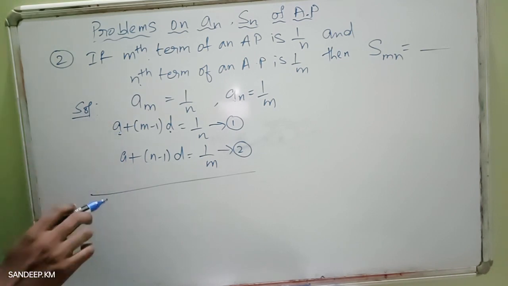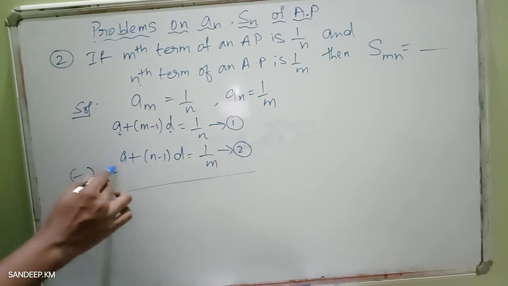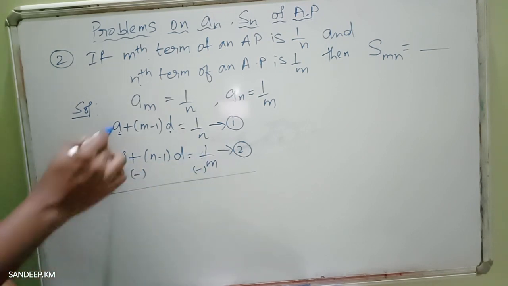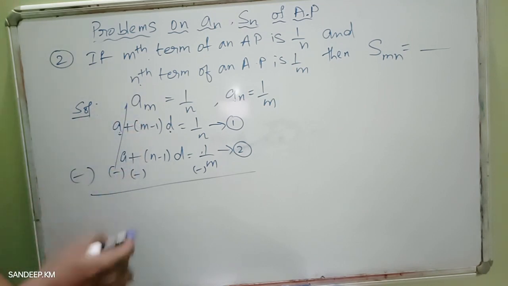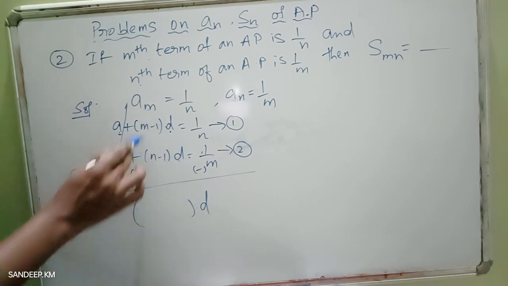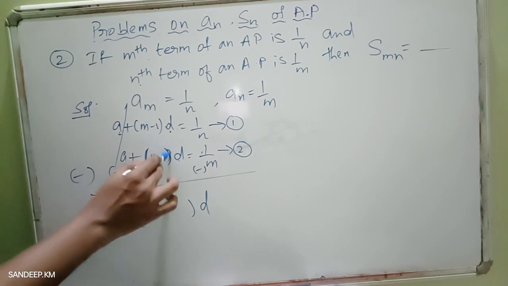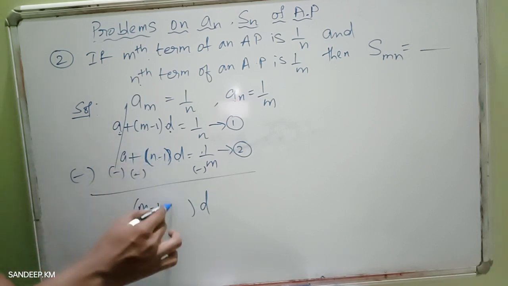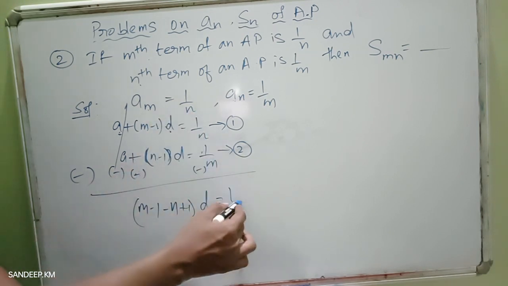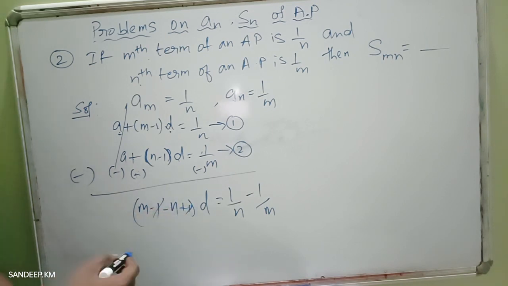First of all, to find the common difference, I will try to eliminate a. In order to eliminate a, I am supposed to subtract. Elimination method. So plus a becomes minus a, and plus becomes minus, and plus becomes minus. So plus a and minus a will get cancelled. If I take d common, I will get m minus 1 minus of n minus 1. Please observe, minus of n minus 1 means minus n plus 1, equal to 1 by n as it is and minus 1 by m. So minus 1 and plus 1 will get cancelled.